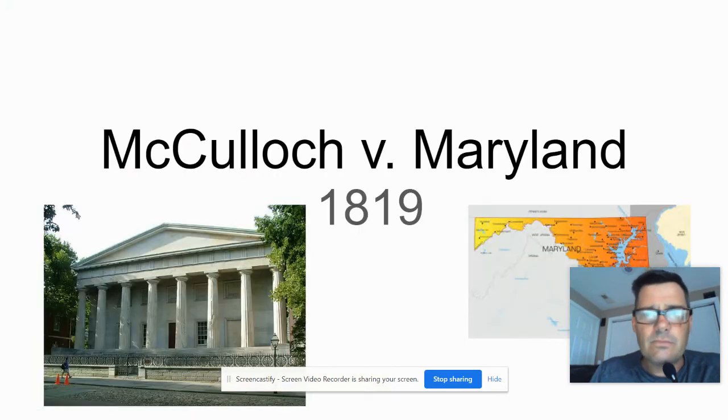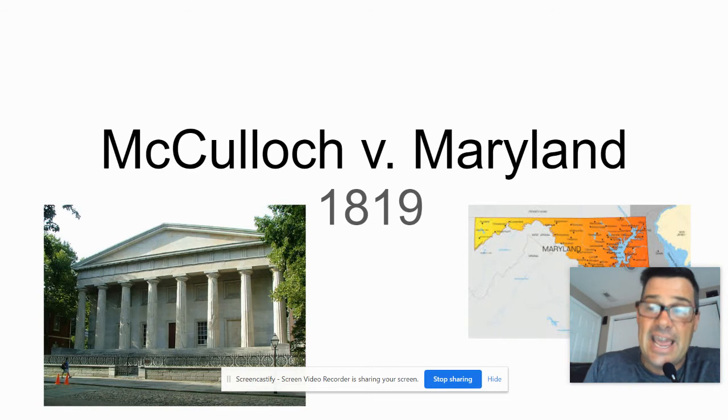Okay, here we go. All right, so unit one, McCulloch versus Maryland. The Unit 1 cases deal with federalism. We've been talking a lot about federalism and this relationship between the states and the federal government. And McCulloch v. Maryland in 1819 is a huge issue dealing with federalism.